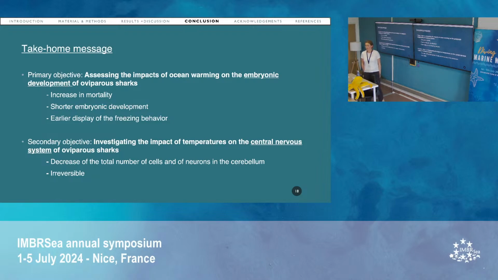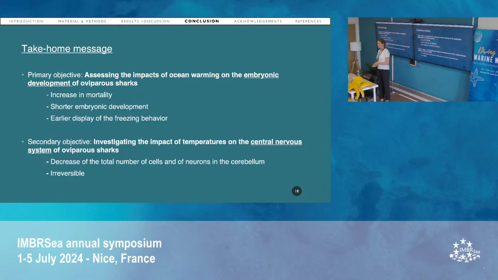So here are the main messages of this research. We wanted to assess the impact of ocean warming on the embryonic development, and we wanted to see if there were effects of the temperature. The answer is yes, because clearly we had an increase in mortality, a shorter embryonic development, and also an earlier display of the freezing behavior.